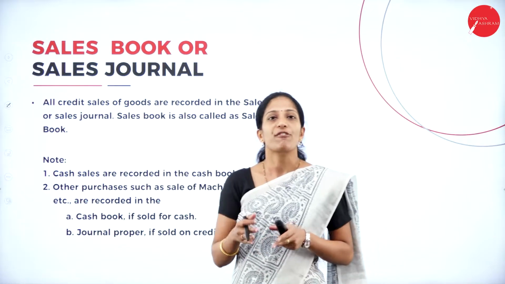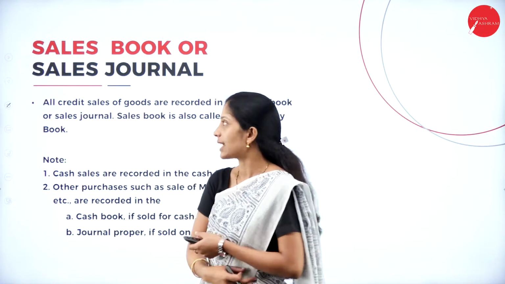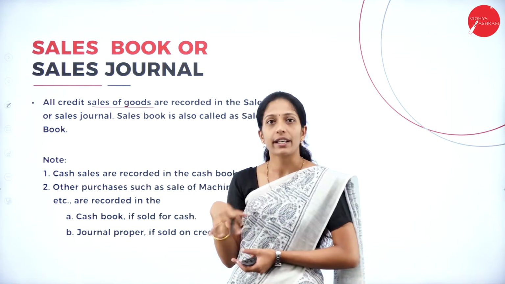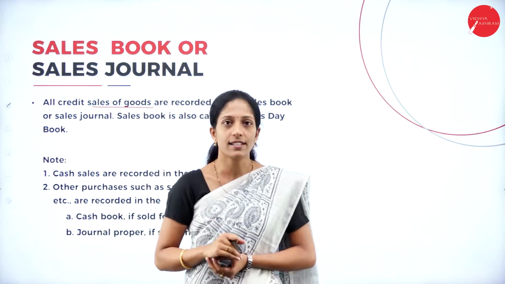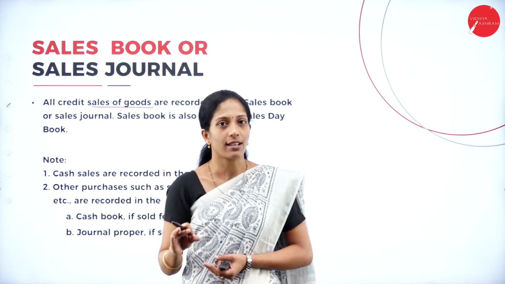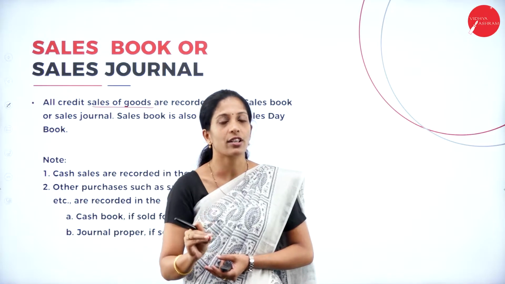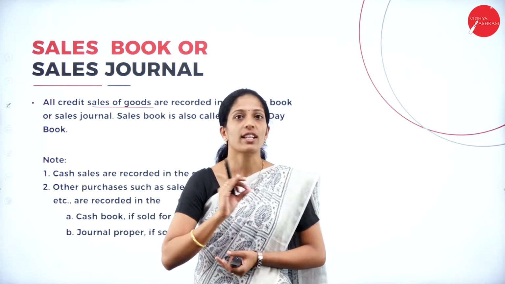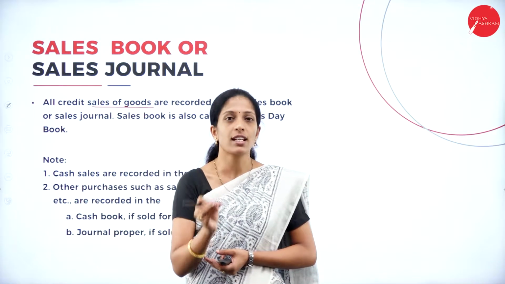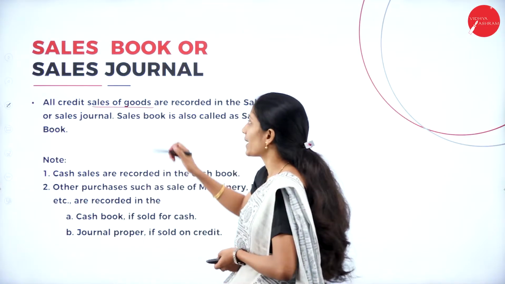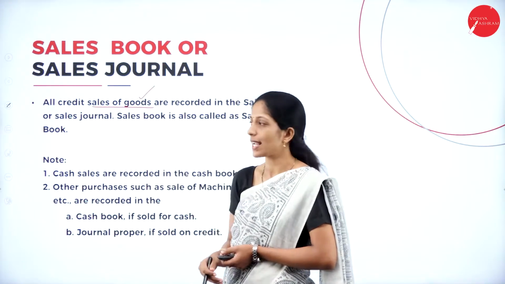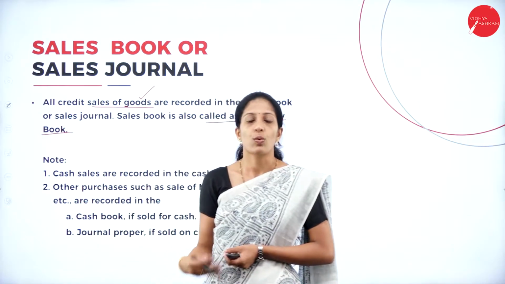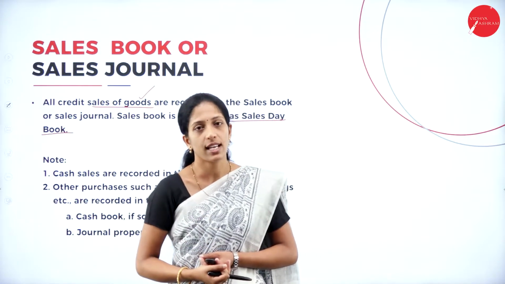So let us see what type of transactions we have to record in the sales book. All the credit sales of goods. Here also, all the credit sales of goods are recorded in the sales book, and no cash transactions relating to goods are recorded in the sales book. Only credit sales of goods, and not even fixed assets. Only credit sales of goods have to be recorded in the sales book or sales journal. The sales book is also called the sales day book.